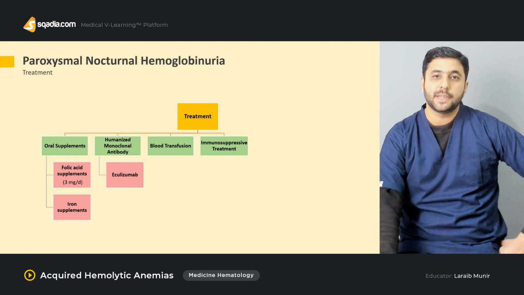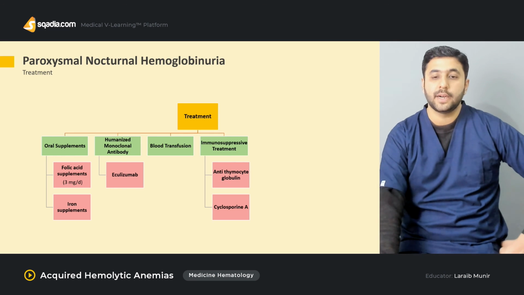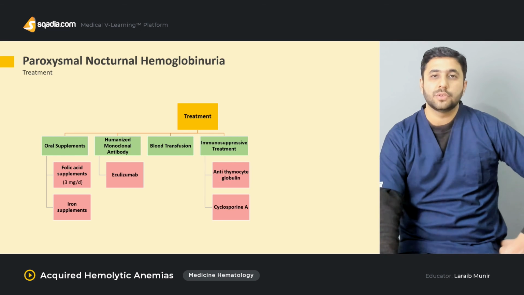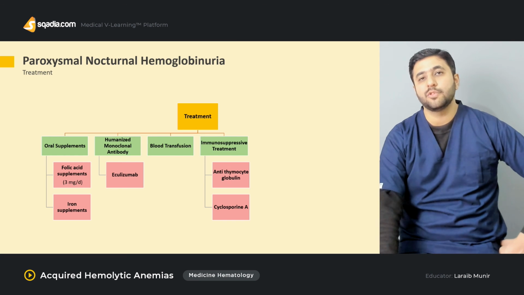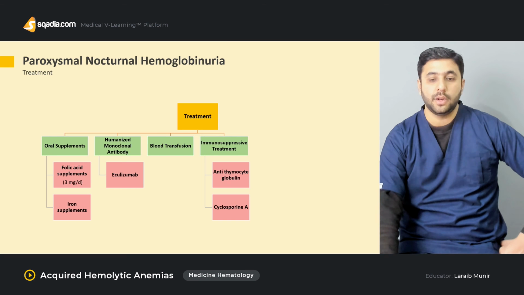Certain types of immunosuppressive treatment have been tried in the past, like anti-thymocyte globulin and cyclosporin. These are generally used when paroxysmal nocturnal hemoglobinuria, PNH, occurs in conjunction with aplastic anemia. In certain types of patients, aplastic anemia can occur concurrently with the PNH, and in that patient population we use the immunosuppressive treatment majorly like the anti-thymocyte globulin or the cyclosporin.